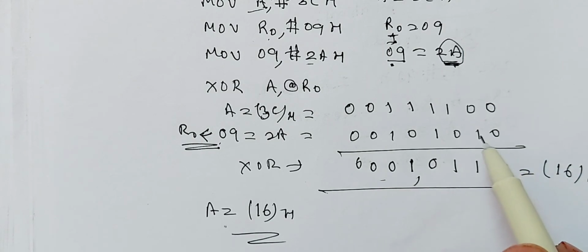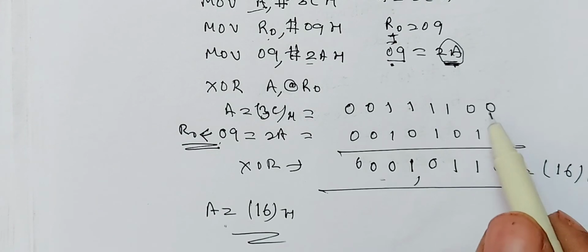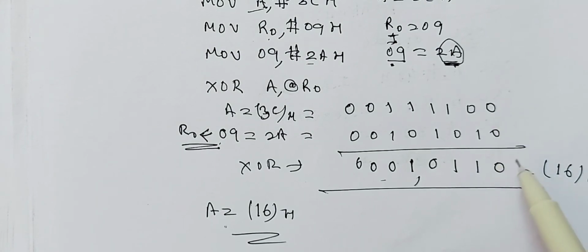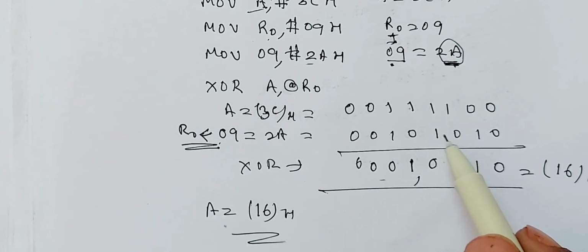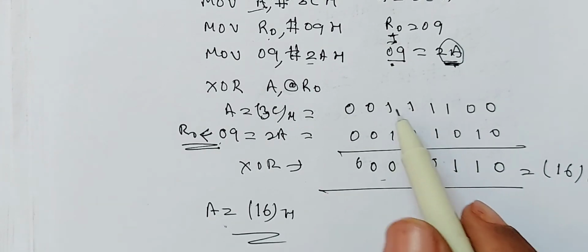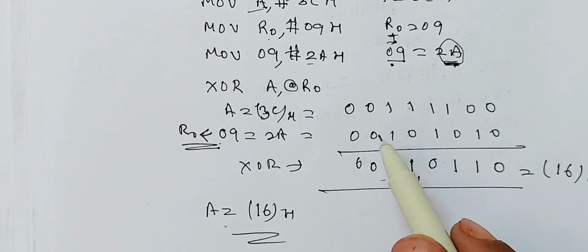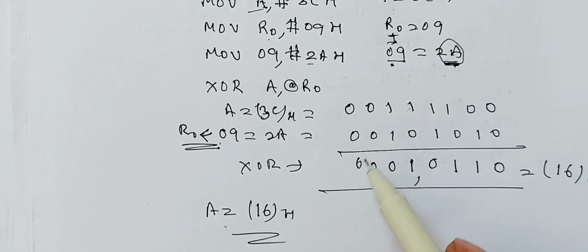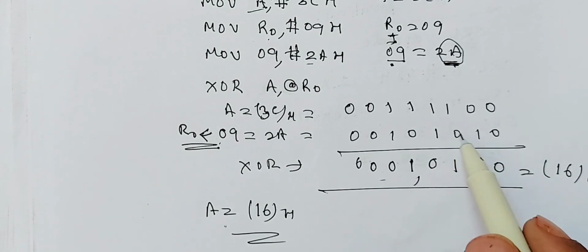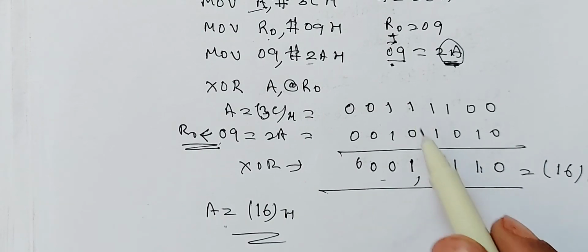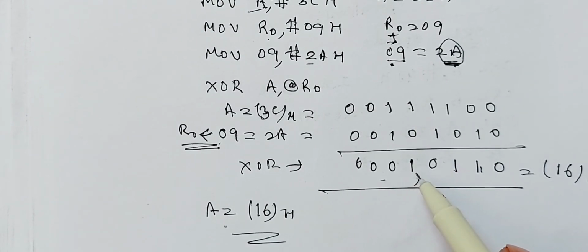See, in an exclusive OR gate, if the inputs are same, the output is 0. Here 0, 0, same inputs, output should be 0. Here also 1, 1, same inputs, output must be 0. If the inputs are different, 0, 1, output is 1. 1, 0 different, output is 1. And 1, 1 same, output should be 0.